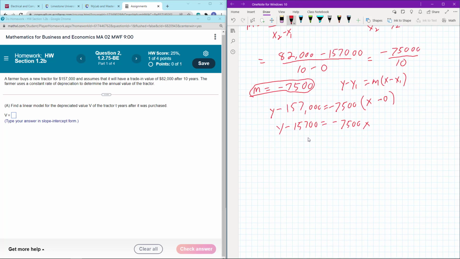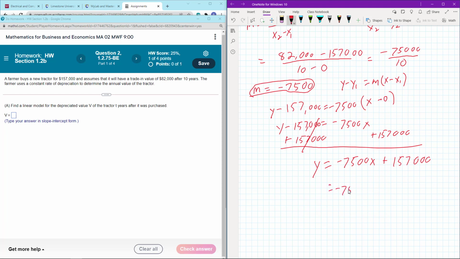And then finally, all we need to do is add 157,000 to both sides. My mistake, I first said the wrong number. So we're going to add 157,000 here, plus 157,000 here. These cancel. We have y. Over here we have negative 7,500 times x plus $157,000. And there you go. That should be your answer. Actually, we're not dealing with x, we're dealing with t. So this should be negative 7,500 t plus 157,000. And let's see if I'm right.